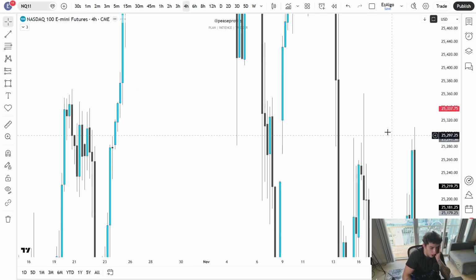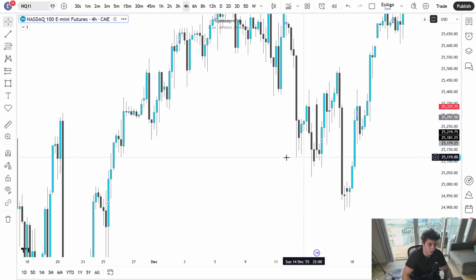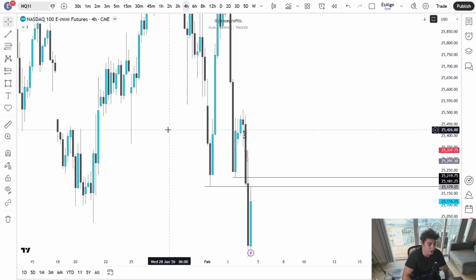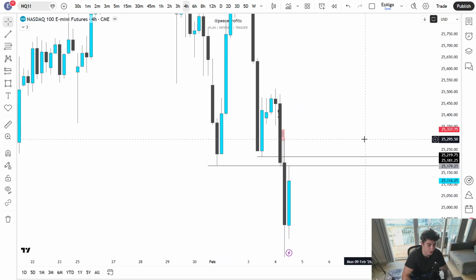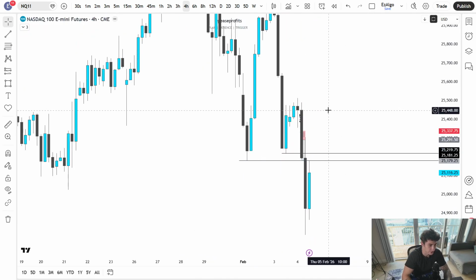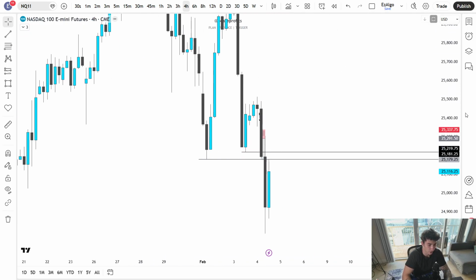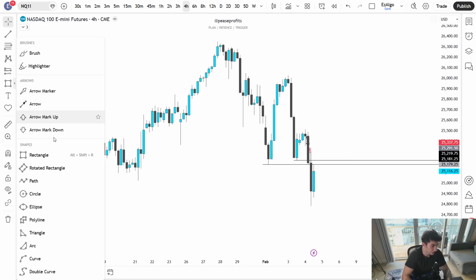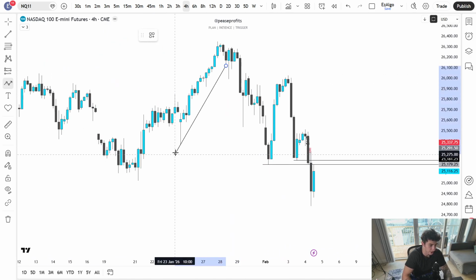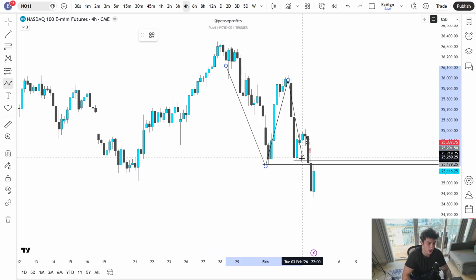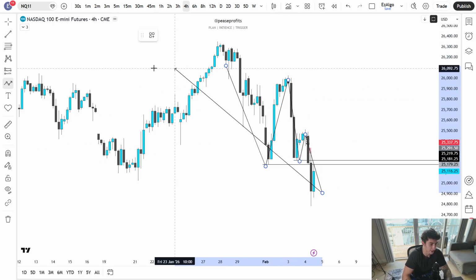So let's go over why I was looking for a short. Again, today was the most no-brainer day. If you didn't catch shorts, then there's just something wrong with your trading model. Simple as that. So let's go to the 4 hour. Obviously I was looking for shorts because market structure is bearish, right? Took out this low, made a lower high, and now we're in the process of forming that lower low.